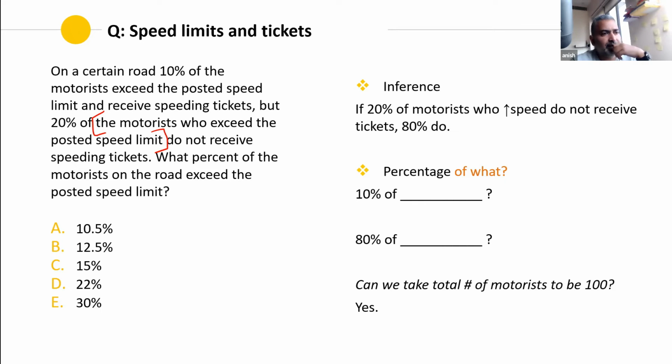Here we can. Yes, we can. Everything is in percentages. We're dealing with total motorists and everything. Here we can very well take total motorists to be 100. Maybe that will make my life simpler.